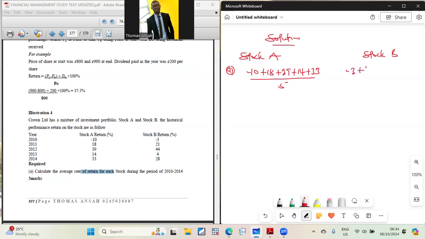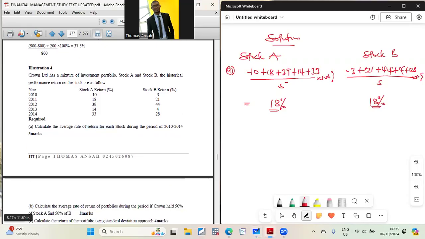So here, minus 3 plus 21 plus 44 plus 4 plus 28, all divided by 5. So that is how we find the average. Now, if I punch my calculator, I have this one to be 18%. It has to always be in the form of a percentage, so everything is by 100%. So I have 18%. Interestingly, this one too is 18%. So that is how you do the average for the years.